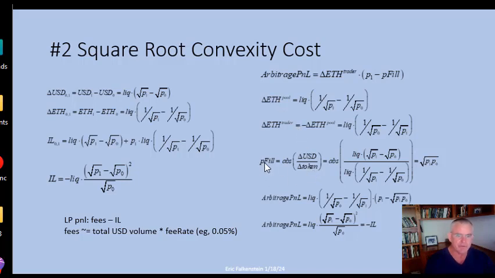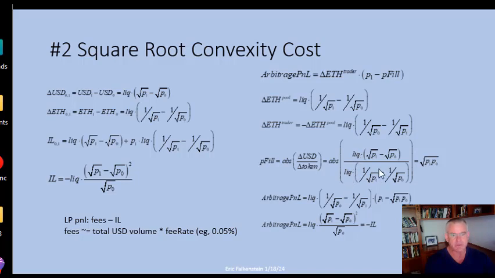We know the fill price is basically how much USD over how much tokens, the absolute value. It's going to be negative, but we think of prices as positive. How do you calculate the change in USD? Well, remember, it's this formula here. This is change in USD, and this is the change in ETH. I just put those numbers in and I have this ratio. And the cool thing is the liquidity cancels out.